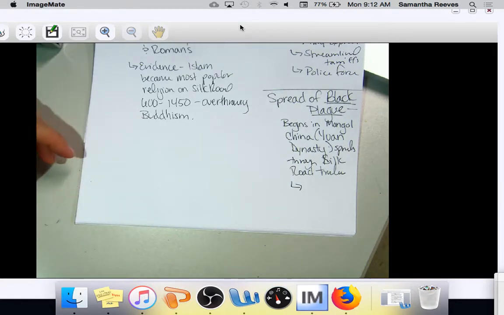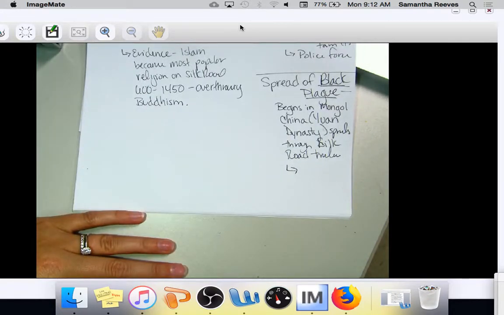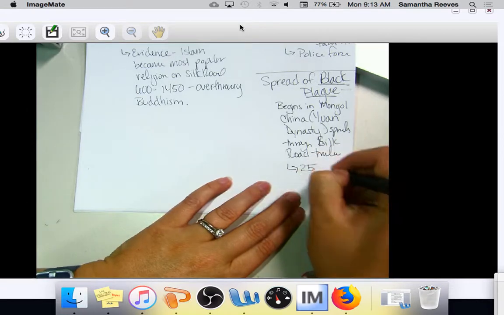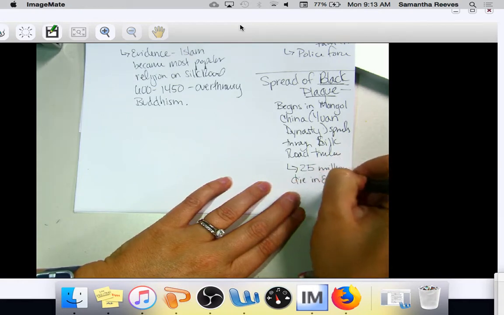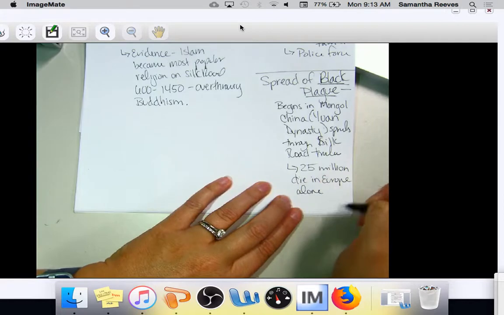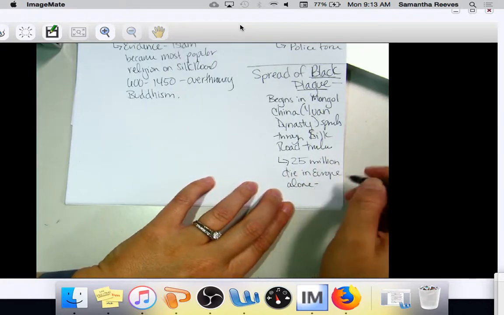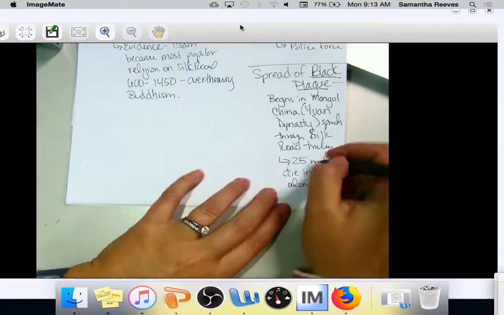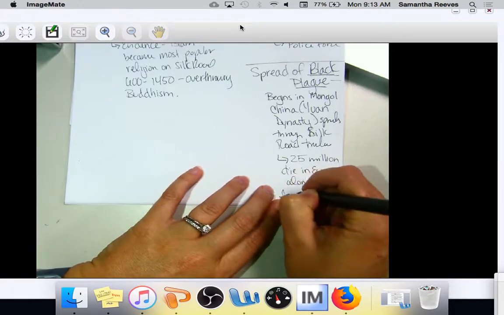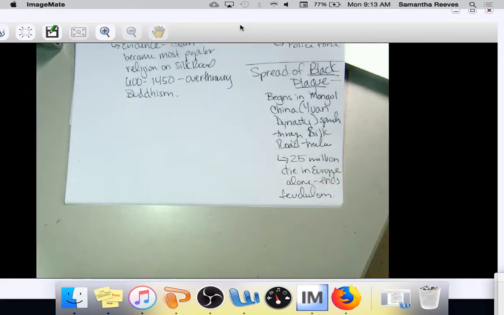Okay, cool. Do you know what year it reaches zero? So then, no, it can't be used. What's our evidence? Do you know exactly how many? 25 million die in Europe. Europe alone. Okay? Guys, what is a better piece of evidence? What is an outcome of the Black Plague? End of feudalism. Ends feudalism. There you go.